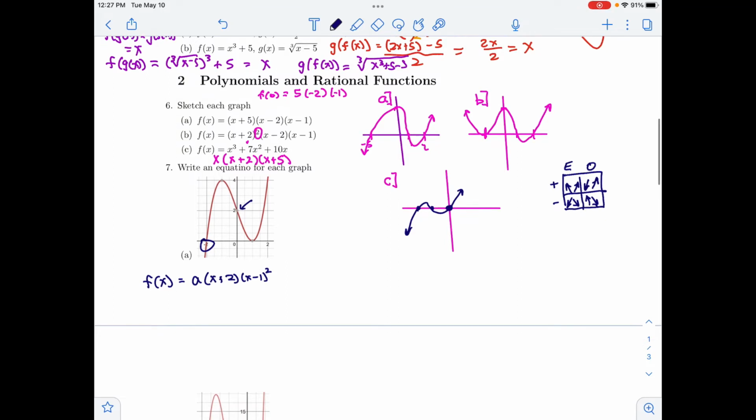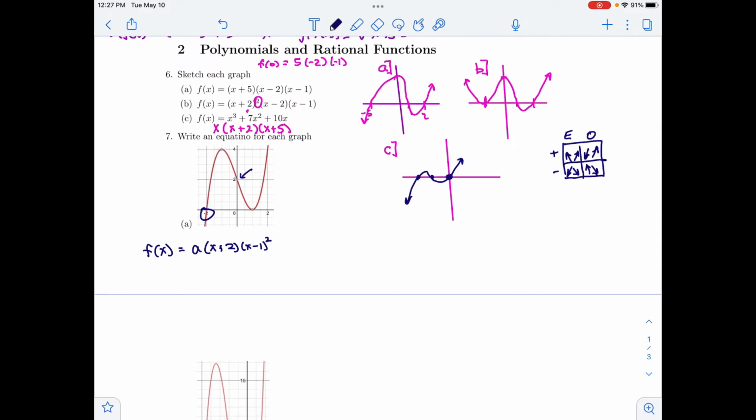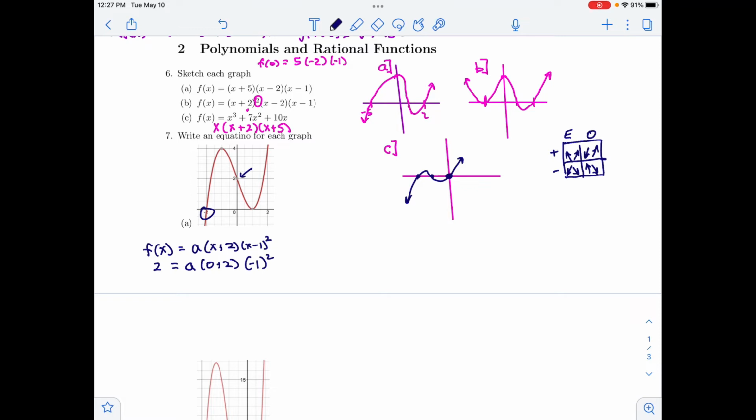So there it is. Now, this is a polynomial that will pass through those points. However, I want to make sure this thing passes through the point 0, 2. So let me put a 2 in here and a 0 over here. And if I do that, I see that a is equal to 1. So my polynomial is just going to be x plus 2, x minus 1 squared.